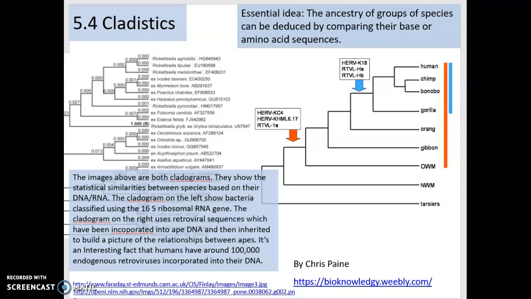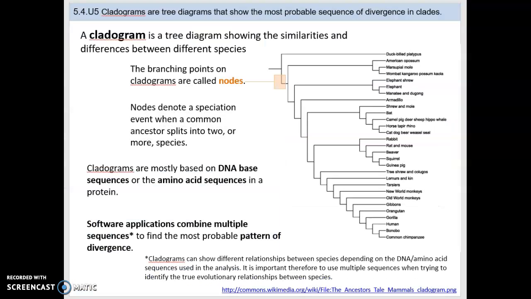Okay, so we're going to look at how this is constructed, how do we get to these, and what does it really show us as we go along. A cladogram is just a tree diagram that shows similarities and differences between different species. You've got these different points where they diverge, called a node, and this is where a common ancestor is going to split in two.